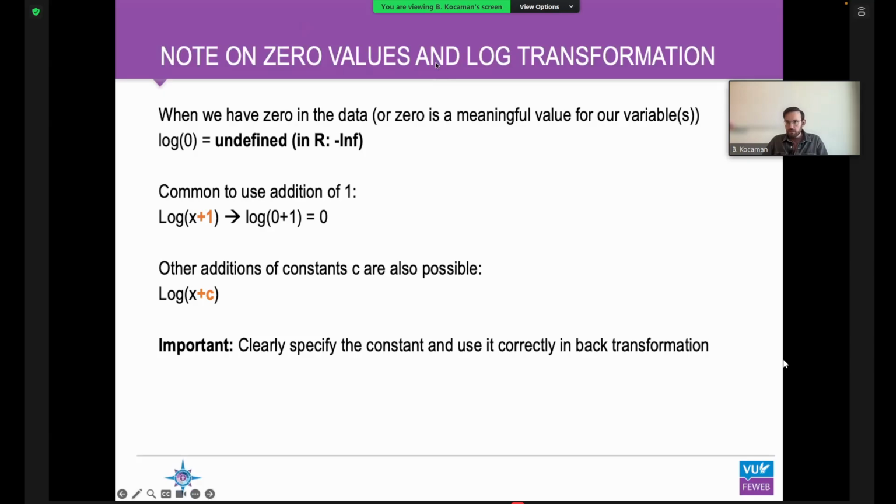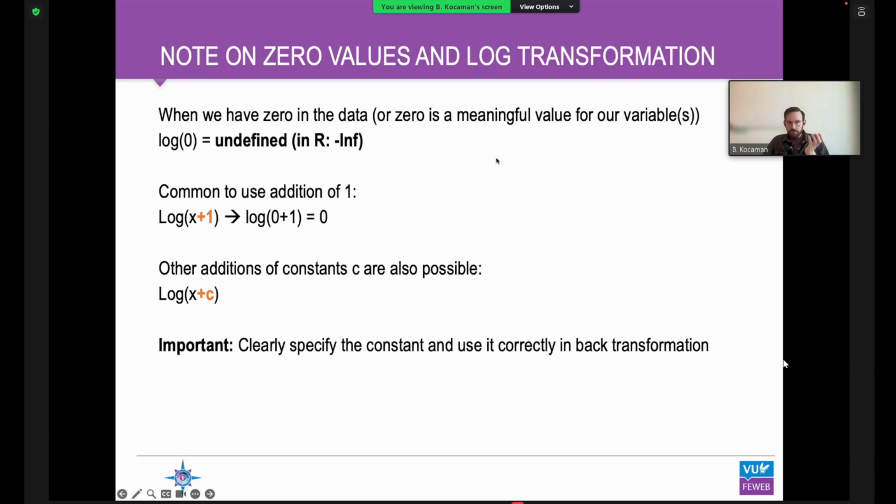Okay, so this is how the log transformation works. We introduced this here with a trend variable, but it might be that you just have a regular independent variable. But one important thing is about the zero values. So if you remember, the log of 0 is actually undefined. So in R, if you take a log of 0, this will give you a minus infinity.